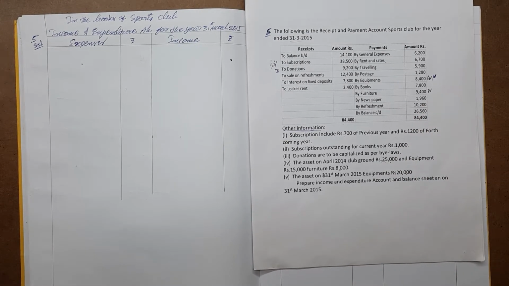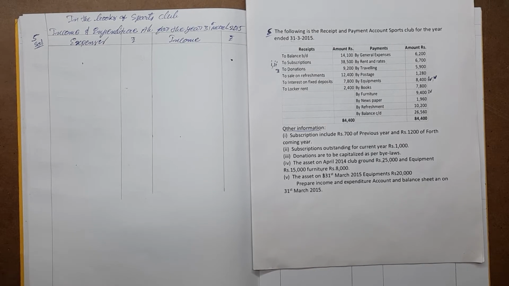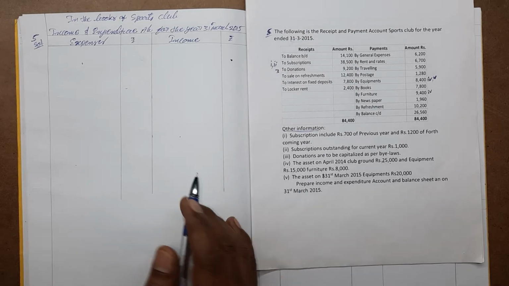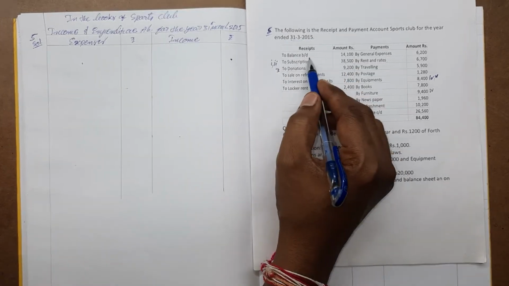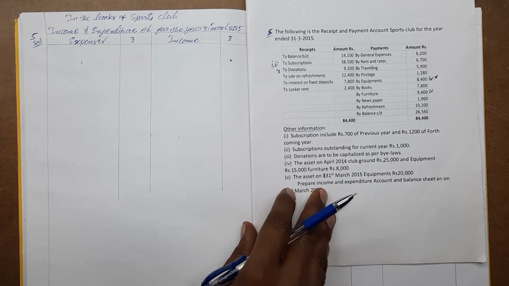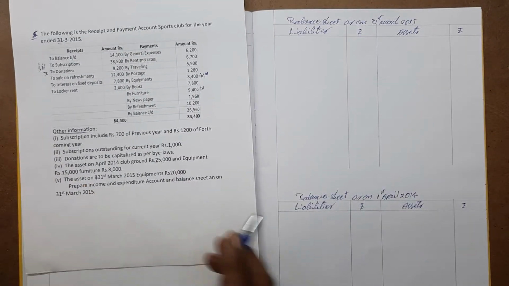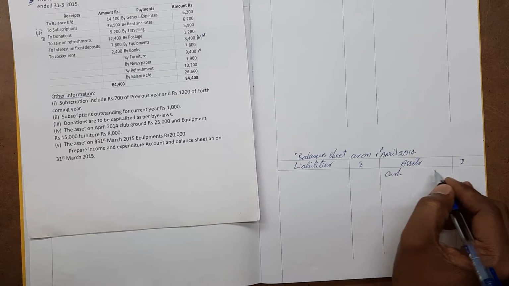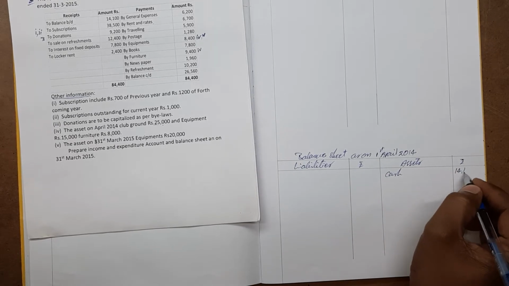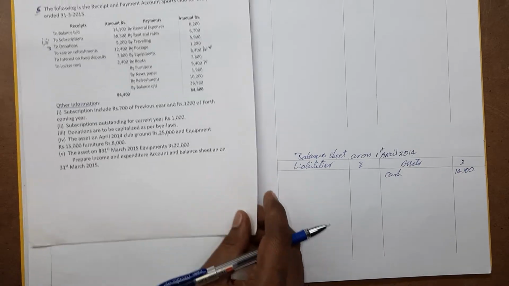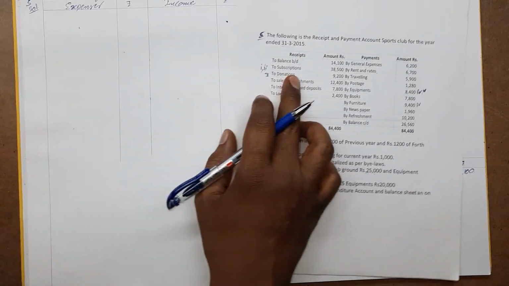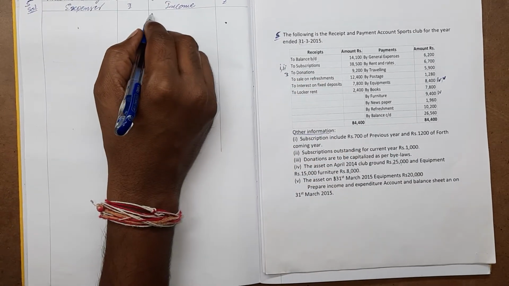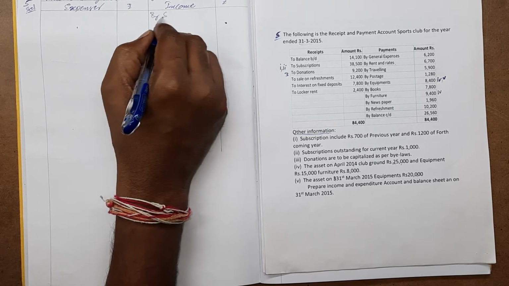While reading the question, you should mark it with a pencil; that is better in the examination. Now if you come to the solutions, the balance brought down of the cash should be written in the opening balance sheet under the asset side, cash account, that is 14,100. Next is subscriptions, which is income.